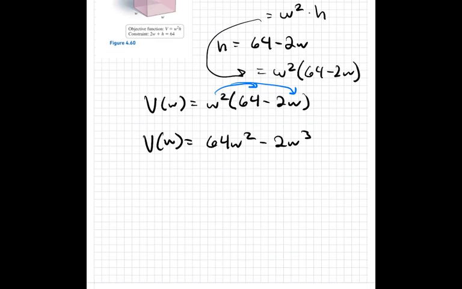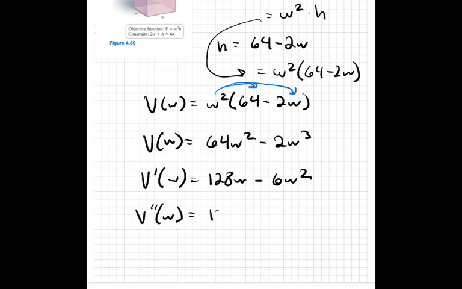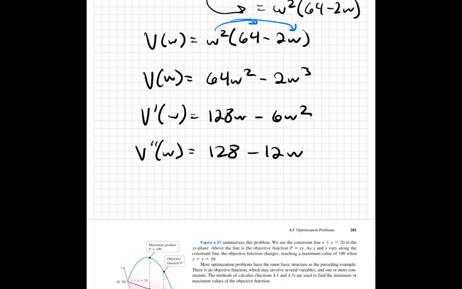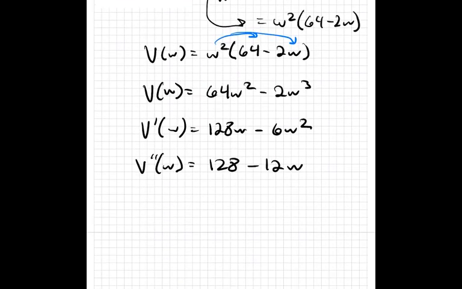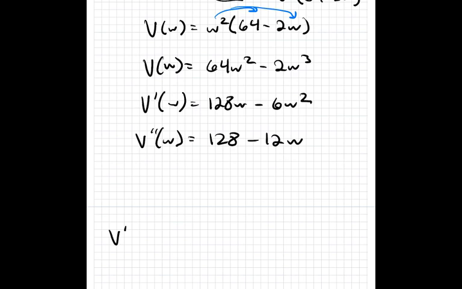Let's observe the derivative and the second derivative of the volume. V prime of W is 128W minus 6W squared. And V double prime of W is going to be 128 minus 12W. If we want to find the critical values of W, we need to set the derivative to 0. Let's add a page. Let's set V prime of W, 128W minus 6W squared, to 0 to identify our critical values.